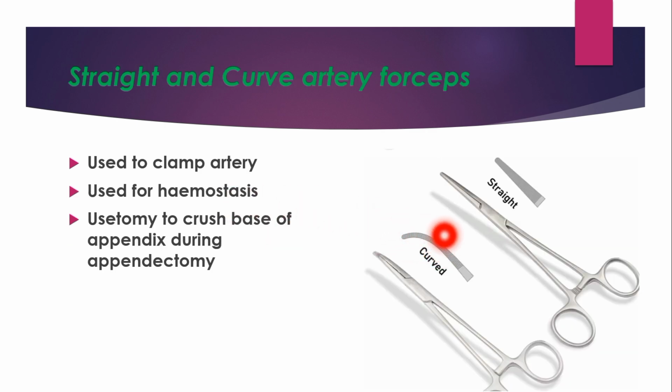And this one is a straight artery forceps, and the second one is a curved artery forceps, and they consist of transverse serrations. And these artery forceps are used to clamp the arteries. They are used for hemostasis to prevent bleeding, and they are also used to crush the base of the appendix during appendicectomy.